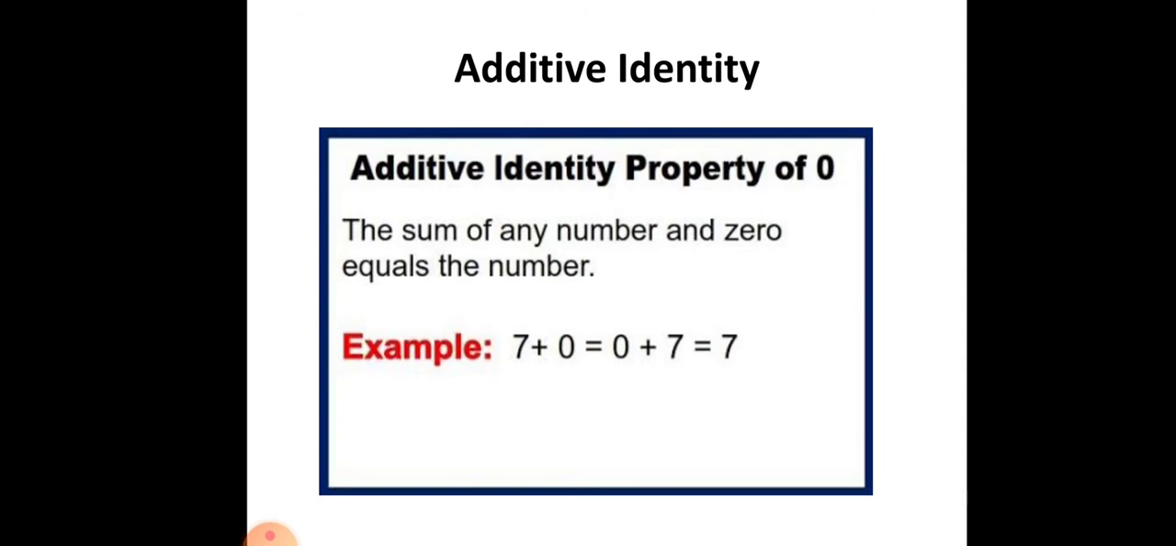Now see, what is meant by identity? Identity means the number which does not influence a number by any operation like addition or multiplication. Identity means existence, importance. When we add 0 to any number, the answer is the number itself. The number is not changed. The identity of number 7 is only 7. So that's why 0 is the additive identity, because the number is not changed.